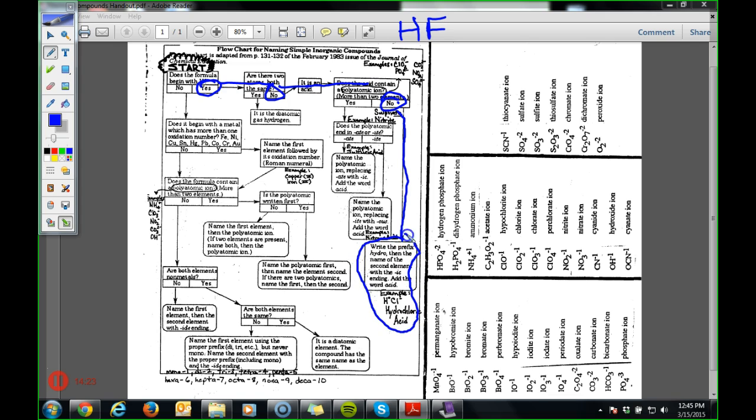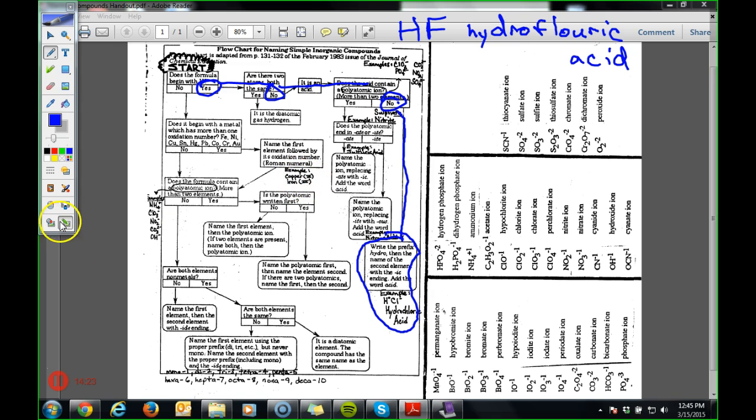And what we say then is write the prefix hydro. So hydro. Then the second element with the IC ending. So instead of fluorine, we're going to say fluoric. And then add the word acid. This is called hydrofluoric acid, just like HCl is hydrochloric acid. And you may go down this side, and if you have a polyatomic, does it end in ATE or ITE? And then if it's ATE, you replace it with ic. If it is ITE, you replace it with us.